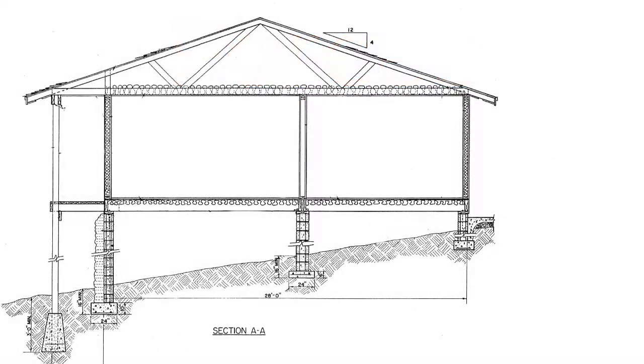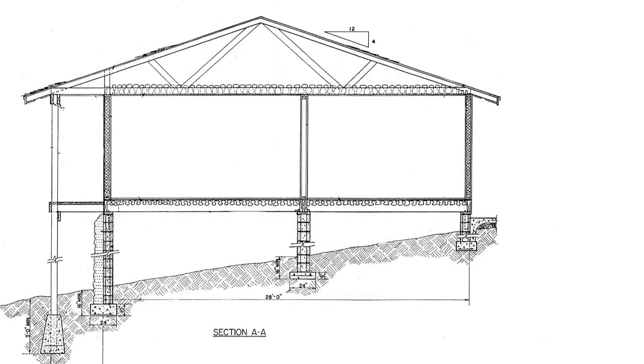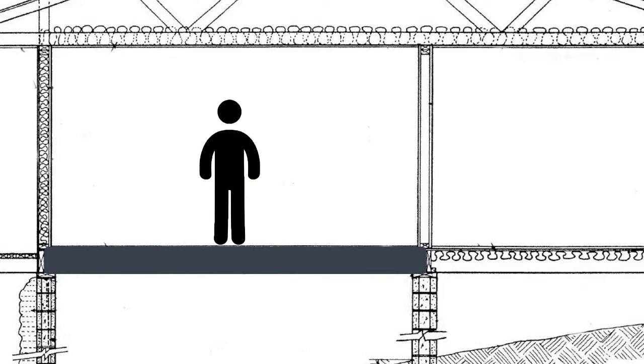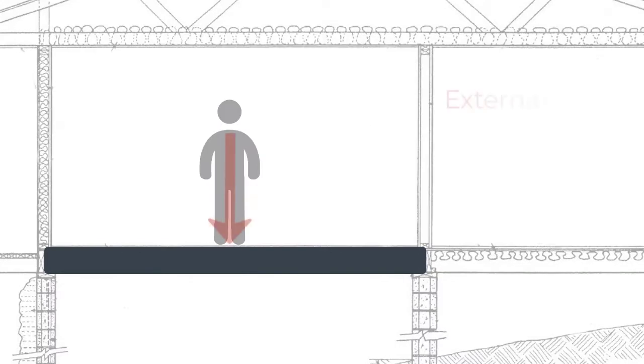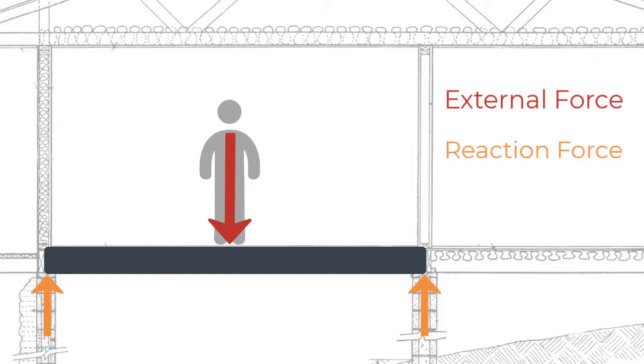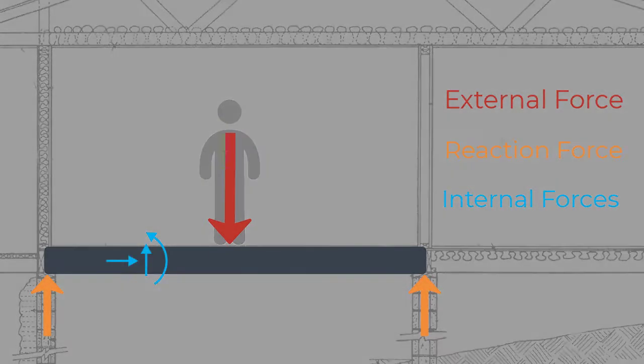We can demonstrate all of these forces on a floor joist in your house. When you stand on the floor, you are applying an external force to the floor joist. If you are standing still, this force is equal to your weight. The floor joist is supported by a foundation wall and a load-bearing wall. The forces at these locations are the reaction forces. Inside the floor joist are the internal forces.